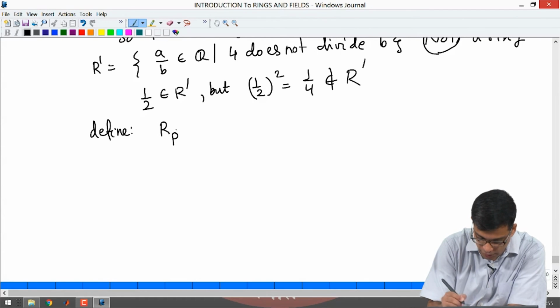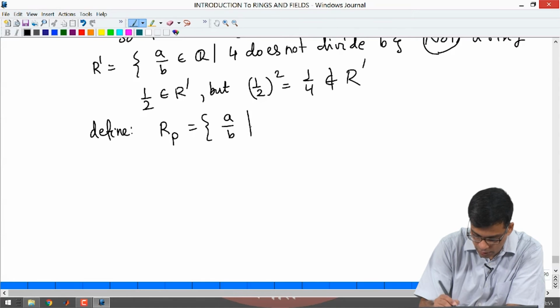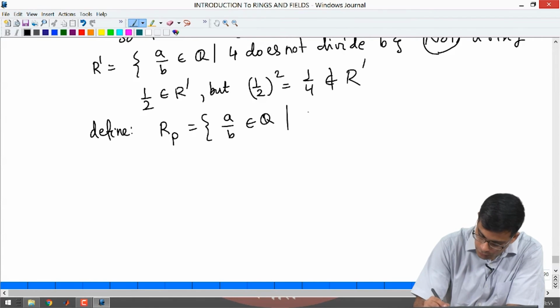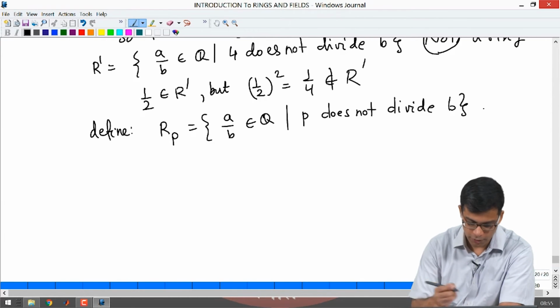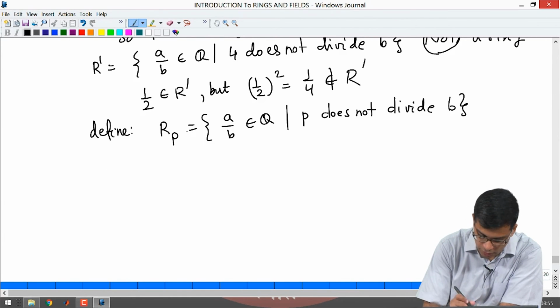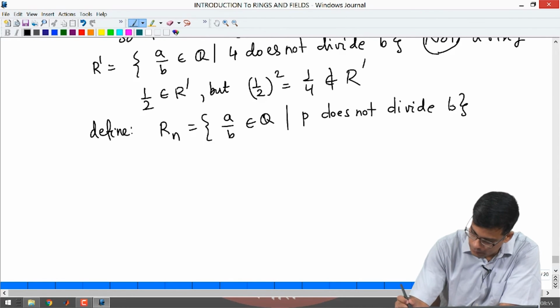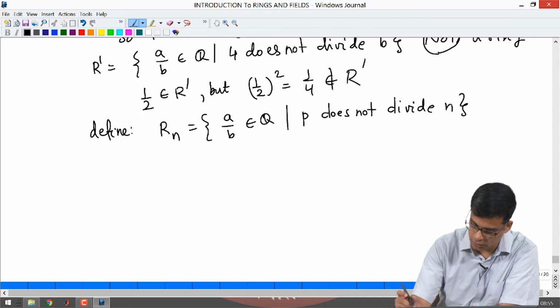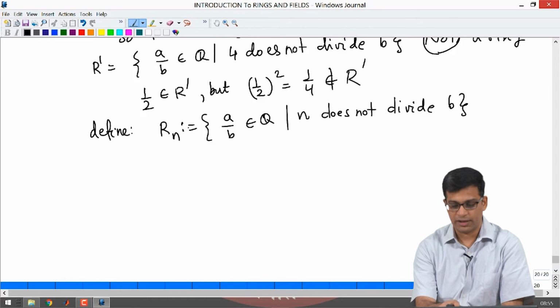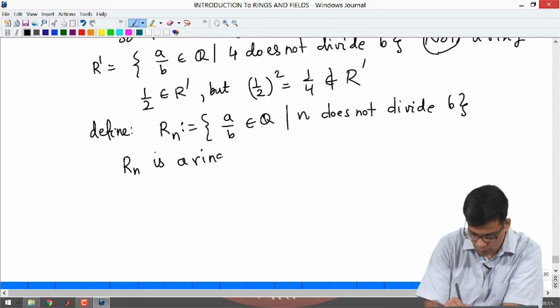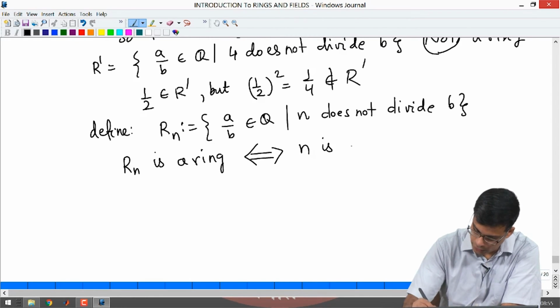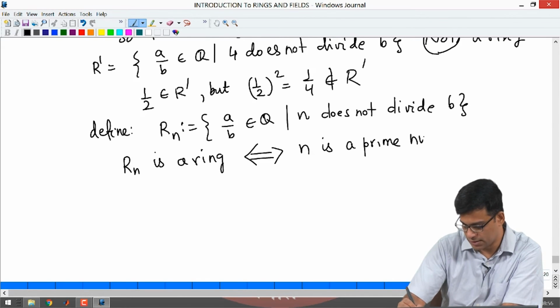let us say R sub n to be A by B in Q, n does not divide B. Okay. So, here n is an integer. So, let us define R n to be all rational numbers A by B where n does not divide B. So, here R n is a ring, I claim, if and only if n is a prime number. You can prove this as an exercise.